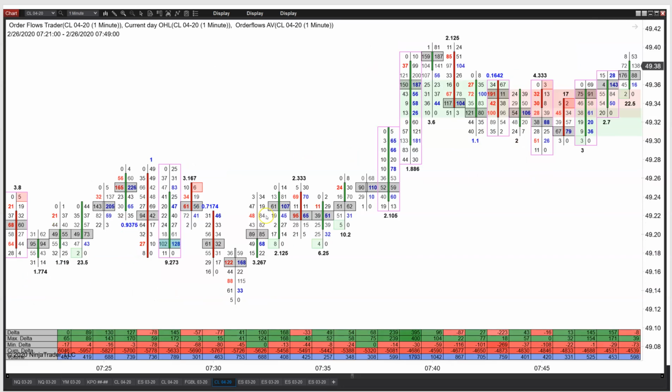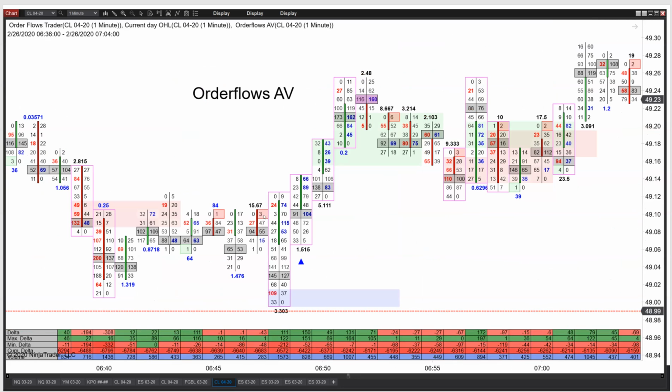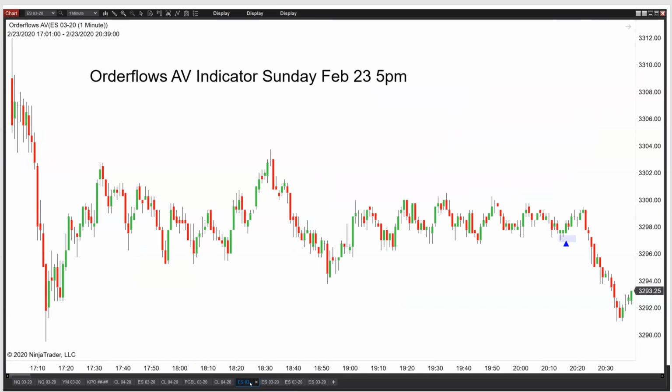Now, if you know how to read the order flow, then yes, you can understand what's happening in here. But if you don't know how to read the order flow, you don't know what to make of what's happening in the bar relative to the previous bars. To make it simpler, we've created this indicator, and it will run on a normal bar chart. So this is the Orderflows AV indicator starting from Sunday, February 23rd at 5 p.m.